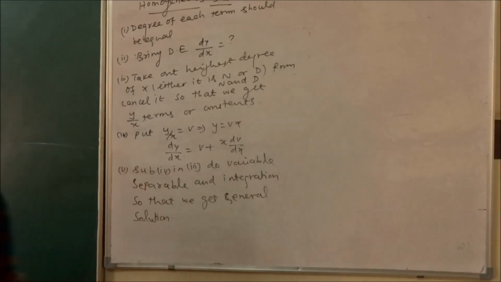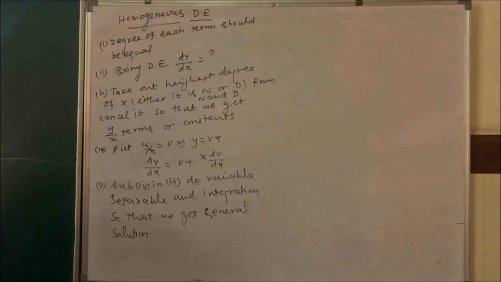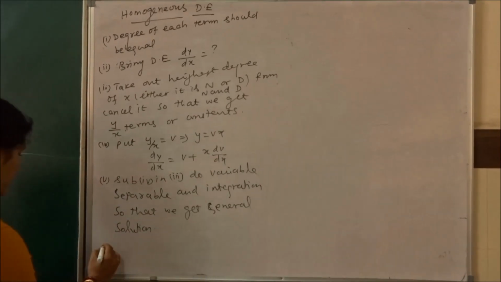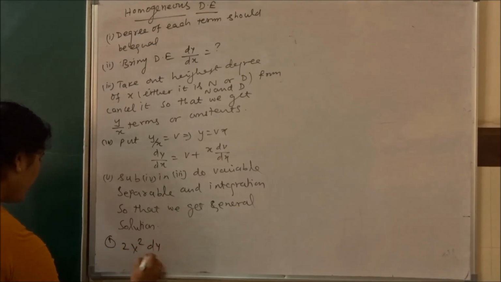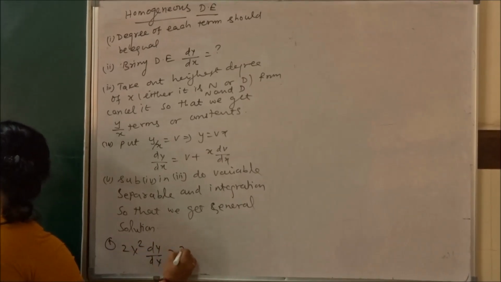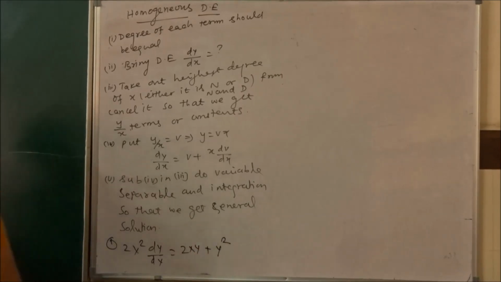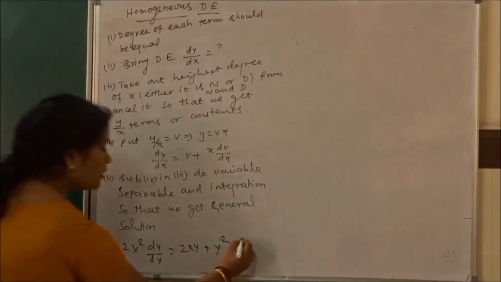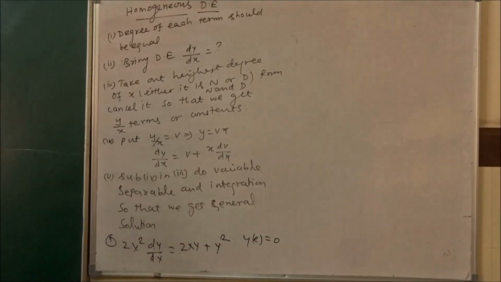Now let me take the example that I told you. Definitely one question will come from this homogeneous differential equation. I am taking the first example: 2x square into dy by dx is equal to 2xy plus y square. Okay, fine. And the initial value is also given, y equal to 0. Solve the differential equation. The question is this.